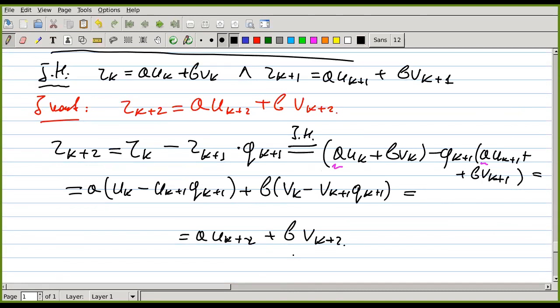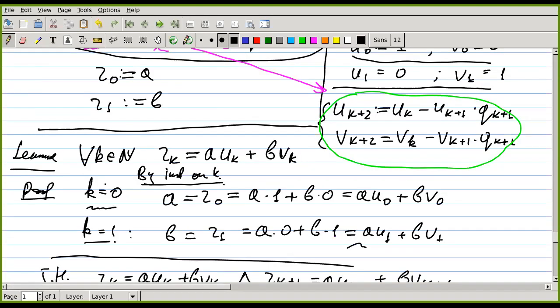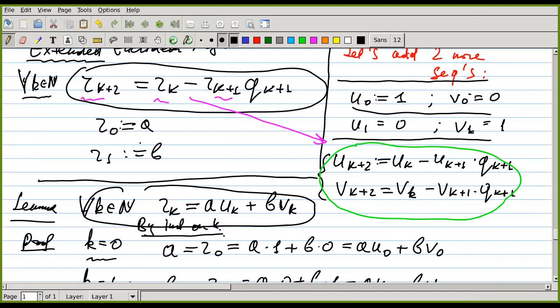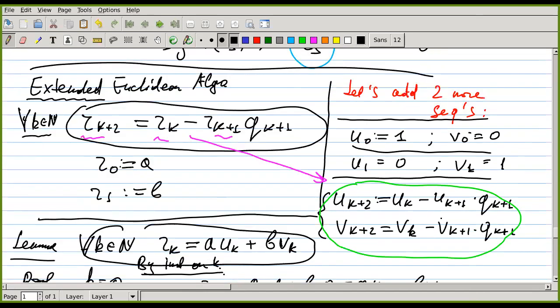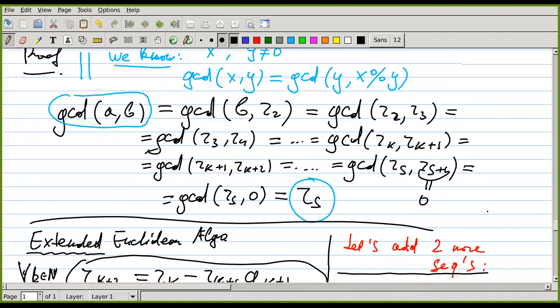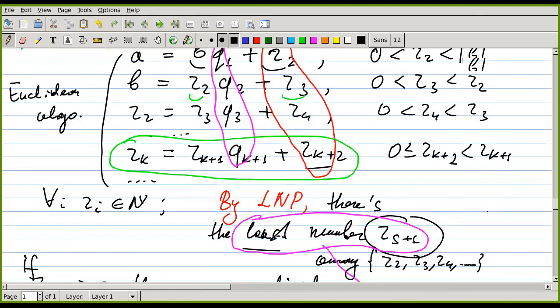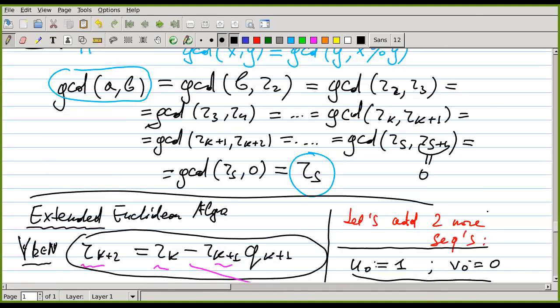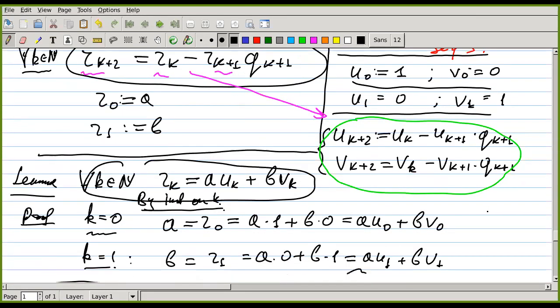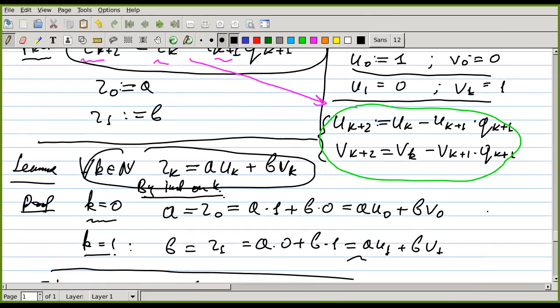Yes. So applying the induction principle, we see that for every K, RK is equal to A UK plus B VK for some specially crafted sequences of U's and V's. And these sequences can be computed given the sequence of Q's. If we know Q's, which we determined from our Euclidean algorithm, we know U's and V's. So for every K, we have that RK equals A UK plus B VK. Is it clear?